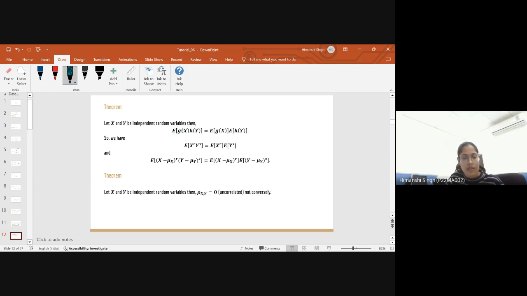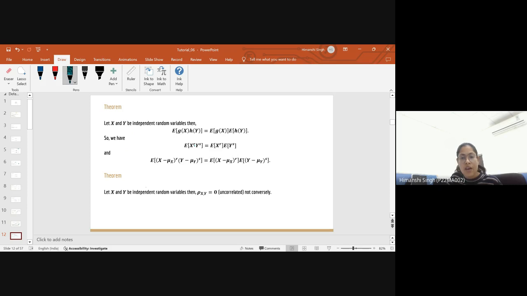Now, this is basically the general case. g and h can be any functions, measurable functions, of course. Now, in place of g and h, if I have x to the power r as a function of x and y to the power s as a function of y, then if x and y are independent random variables, this quantity is equal to expected value of x^r into expected value of y^s. Similarly, expected value of (x minus mu x) to the power r times (y minus mu y) to the power s will be equal to expected value of (x minus mu x) to the power r times expected value of (y minus mu y) to the power s. Yes, so we are basically considering the moments.